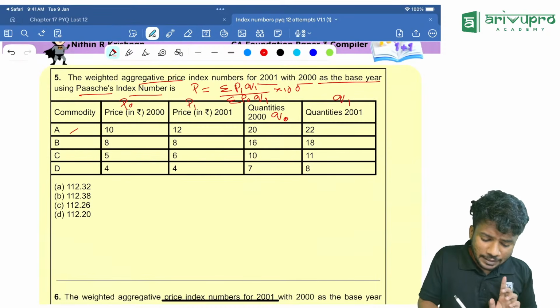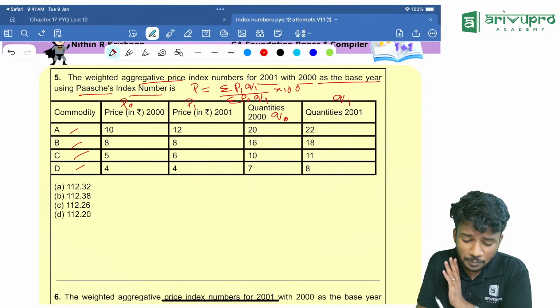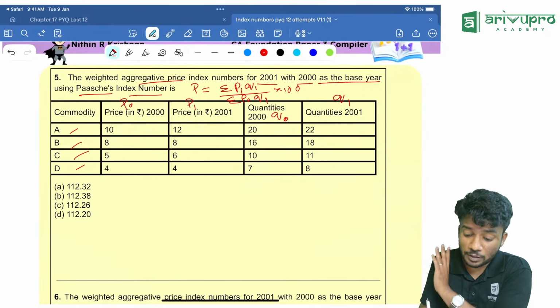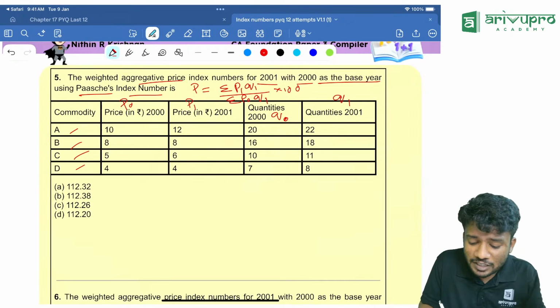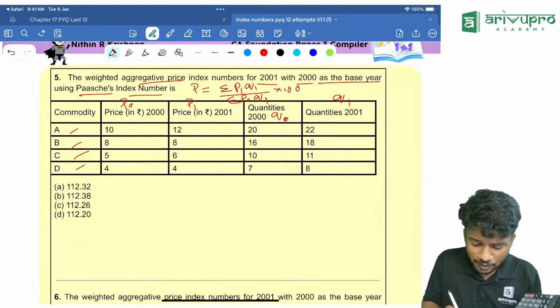Now, commodity A is there, B is there, C is there, D is there. So we have the corresponding P values and corresponding P1 values and P0 values, Q0 values and Q1 values. Everything is there. First, we need to find sigma P1 Q1. People, how will you find sigma P1 Q1?